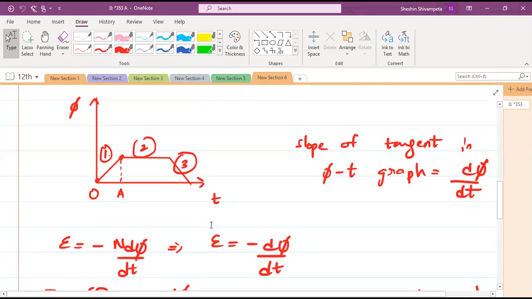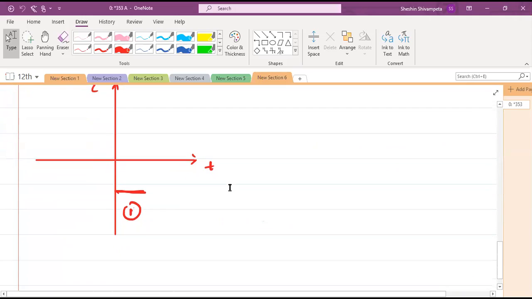थर्ड पार्ट के लिए d phi by dt नेगेटिव, so EMF जो है वो पॉजिटिव होगा. The graph will be something like this, right? एक स्ट्रेट लाइन मिलेगा, देन कुछ टाइम के लिए 0 होगा, एंड देन यहाँ yes, and इन दोनों का जो वैल्यूज है they will be the same.